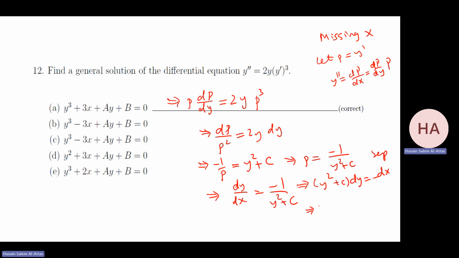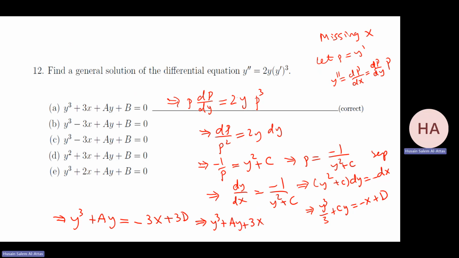So integrate: I have y cubed over 3 plus cy equals minus x plus another constant, call it d. Multiply by 3. So I have y cubed plus 3c, call it a, y equals minus 3x plus 3d. Take it to the other side. So I have y cubed plus ay plus 3x minus 3d equals 0. Call this b, another constant. So this is the answer.